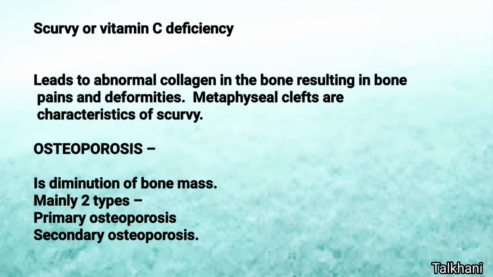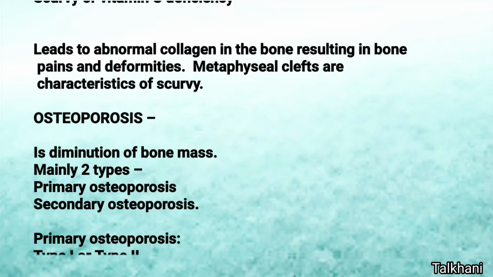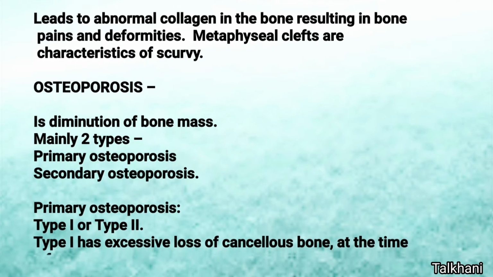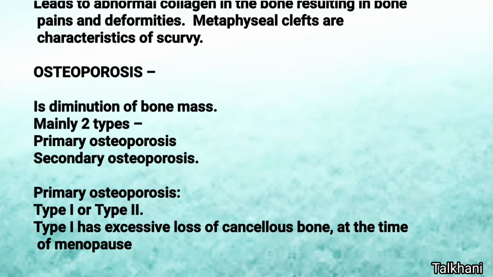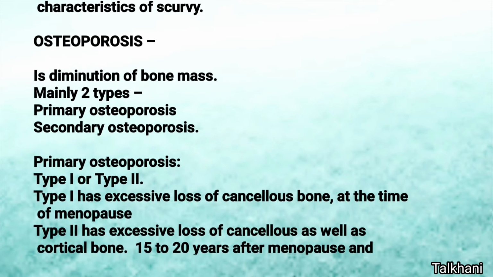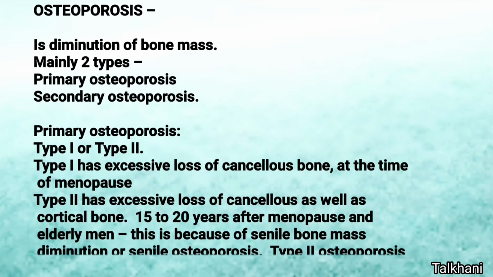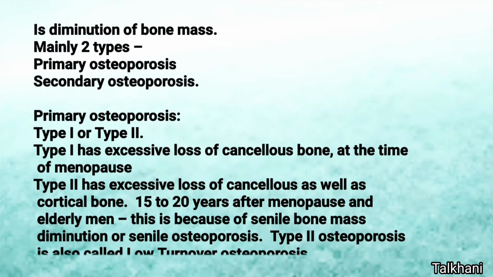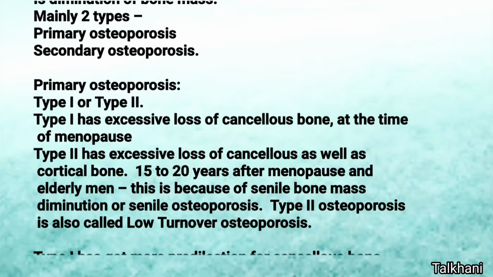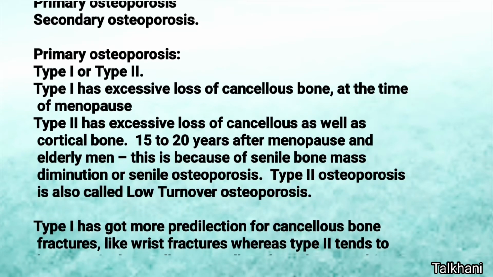Type 1 has got more predilection for cancellous bone fractures like wrist fractures, whereas type 2 tend to have cortical as well as cancellous bone loss, resulting in intertrochanteric femur fractures. Secondary osteoporosis is due to underlying bone conditions like hyperparathyroidism, hyperthyroidism, and number of other conditions which increase the rate of bone remodeling as well as the rate of bone loss. This is also called high turnover osteoporosis. Commonly used techniques to measure bone density are DEXA scan, dual energy X-ray absorptiometry, or quantitative CT.